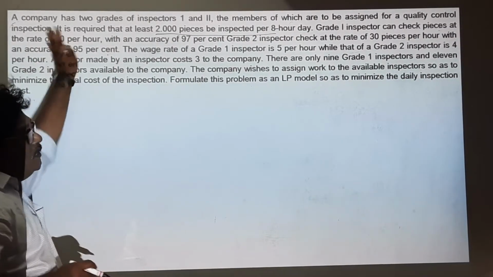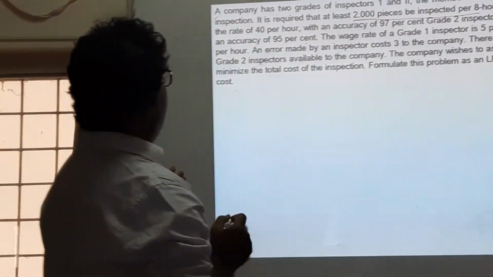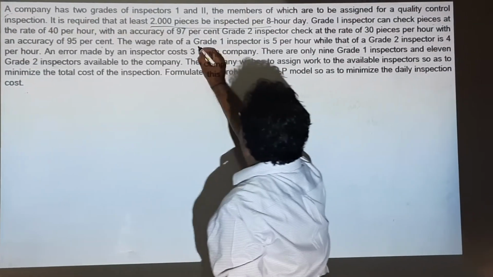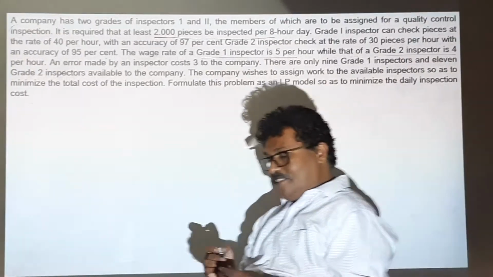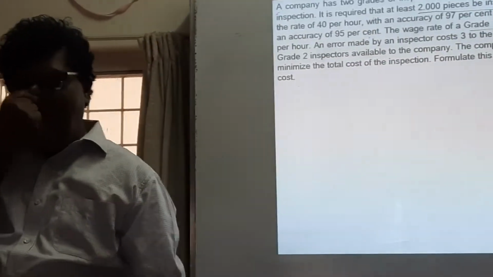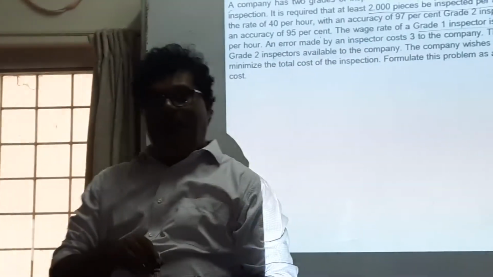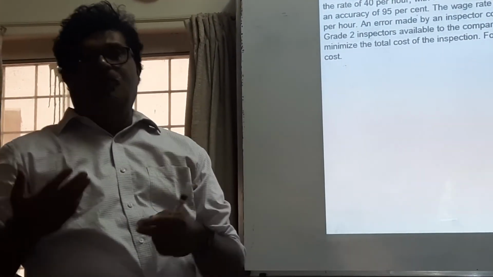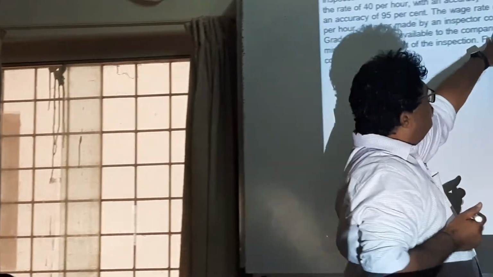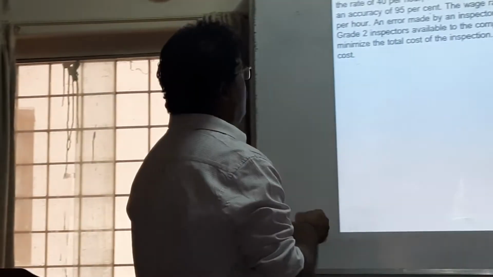We need to calculate cost. Already wage is given, 5 rupees for grade 1 inspector and 4 rupees for grade 2 inspector. Also the cost associated with the mistake, so that also we need to calculate. That means for every mistake 3 rupees will be added. So how many mistakes an inspector makes in 1 hour is to be added to the cost. So that is where this problem needs to be a little bit careful. So we will just solve this problem.